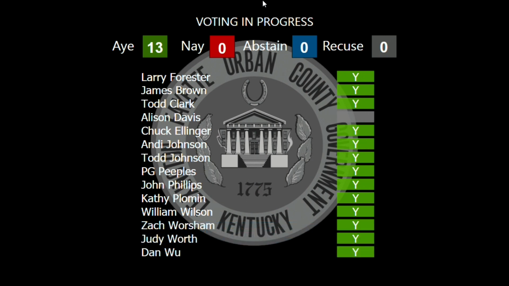Okay, that motion passes unanimously with the exception of Ms. Davis, who's not here. Why don't we see if we can get a tally on where we are on the amount of land we have?